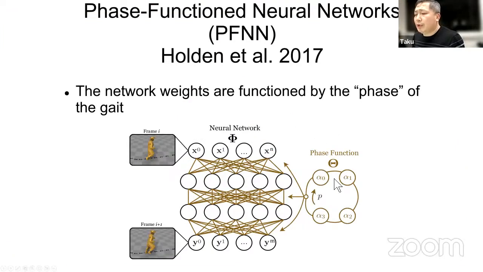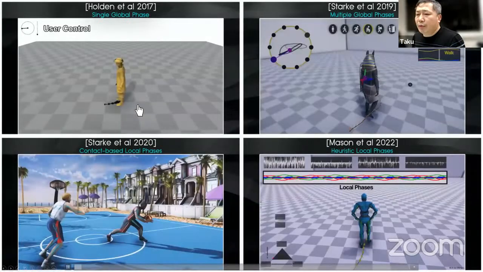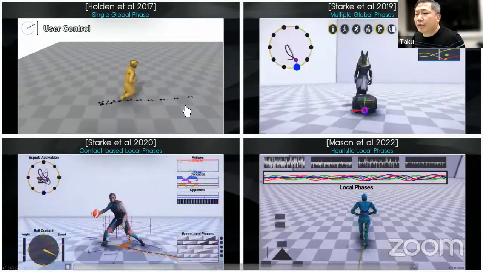That's one of the merits of the phase function neural network that was proposed by us a long time ago. Here the neural network weights were a function of the phase variable, and using the phase, the control points of the network weights are interpolated to calculate specialized weights for each phase of the locomotion. It's a time series model, so the next pose is predicted from the previous pose with the user control signal. That's how we've been working on producing this kind of locomotion.